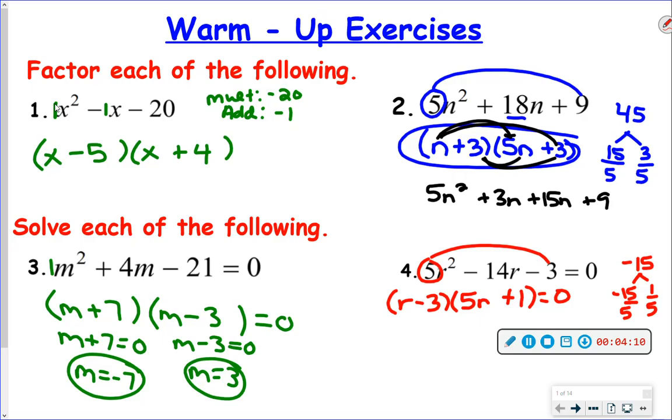Now, this one on 4 wants the solutions. So I want the two final answers for r. Most of us, I'm sure, can solve this right in your head. To get r alone, we'd add 3 over. The second is going to give you a fraction. But I think a lot of you can solve that in your head, because you're going to subtract 1 and then divide off the 5. So negative 1 divided by 5.